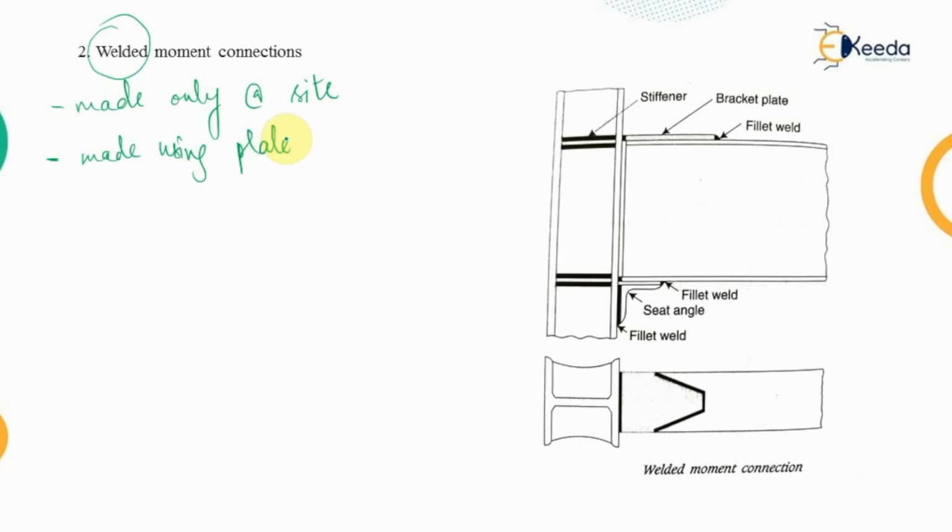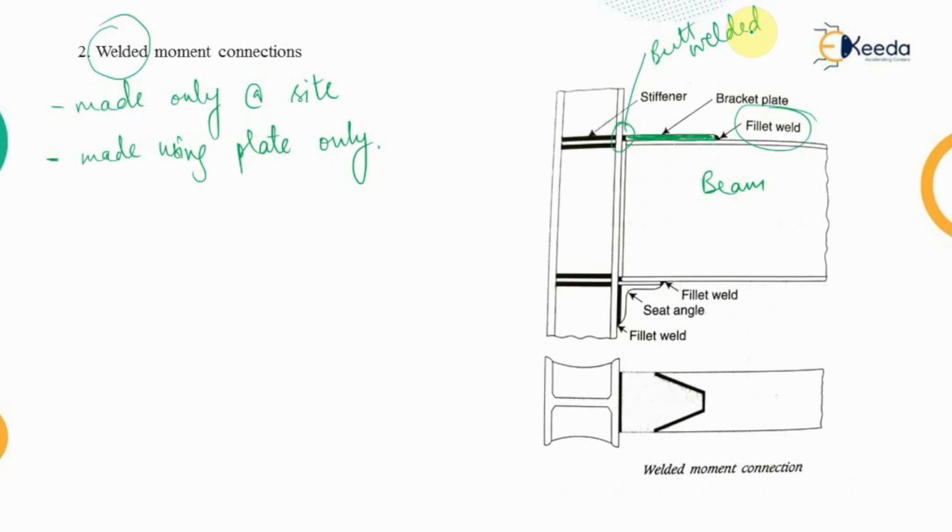And the welded moment restraint connections are made using plates only. This is the important point to keep in mind. Now this is the bracket plate, which I am highlighting with the green color. This bracket plate is provided at the top of the beam, on the upper flange of the beam, and it is fillet welded to the beam, while at the joint of the column to the plate it is butt welded, which is also known as the groove weld.